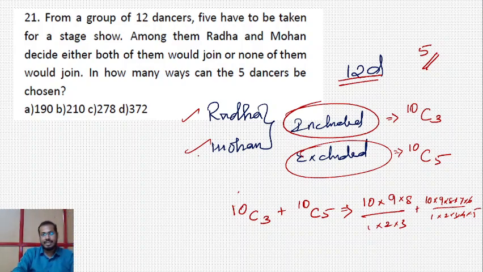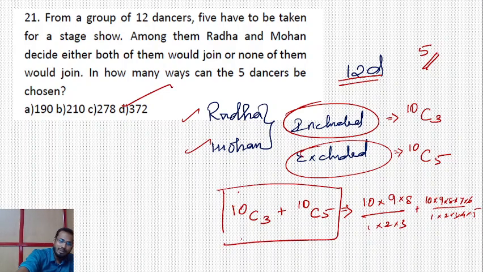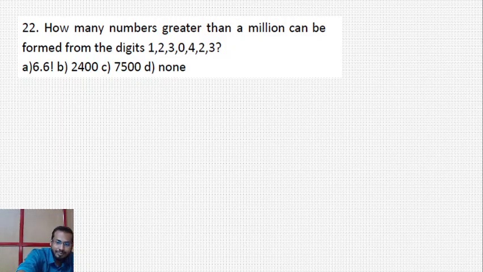Yeah, 372 is the right answer. Okay, please check this. Either you got 372 or not. Okay, right, next question. How many numbers greater than a million can be formed from the digits?